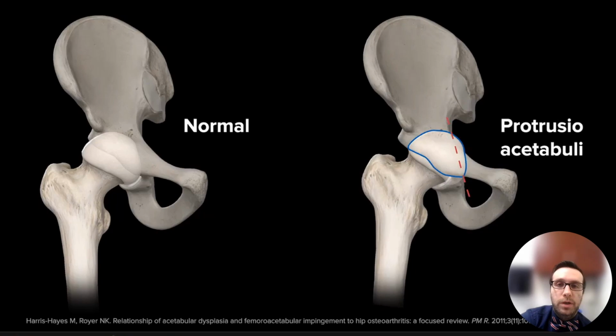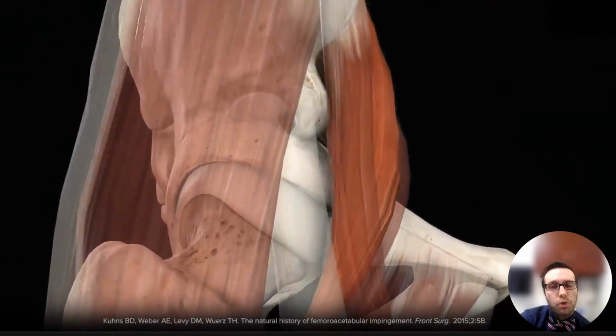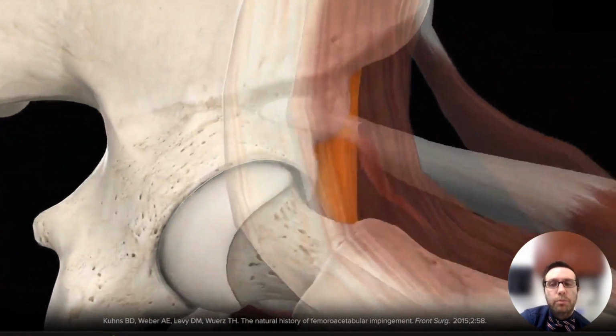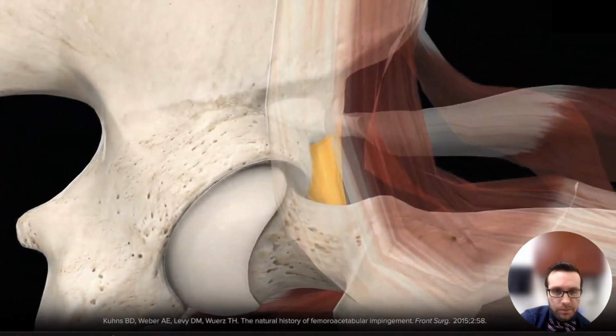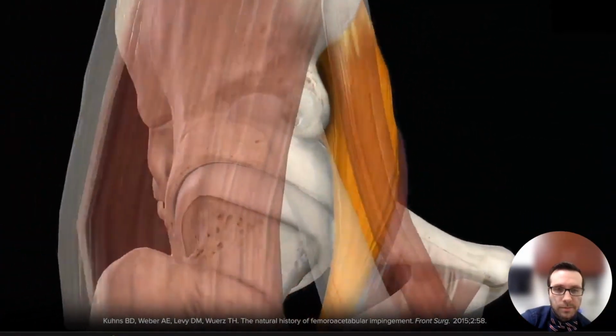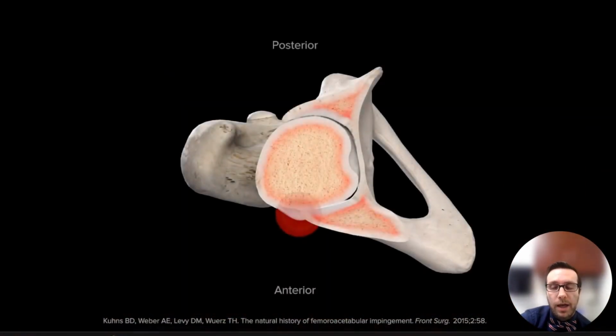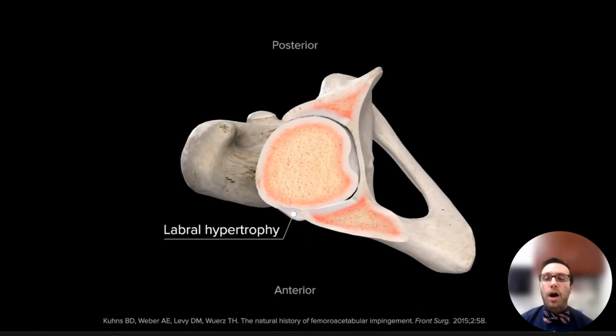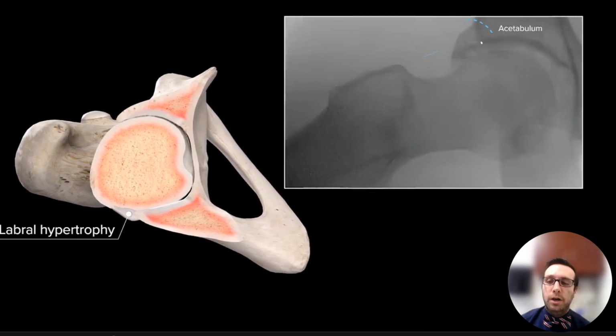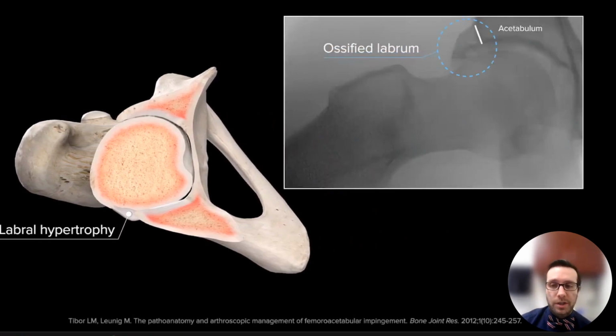In patients with pincer deformities, repetitive flexion leads to compression and repetitive bruising of the anterior labrum. This repetitive bruising causes the labrum to hypertrophy and become ossified. So in patients with pincer deformities, we see more ossified labrums rather than cartilage damage, which is more commonly seen in cam deformities.